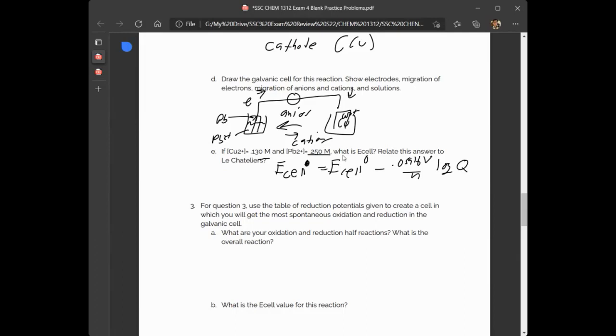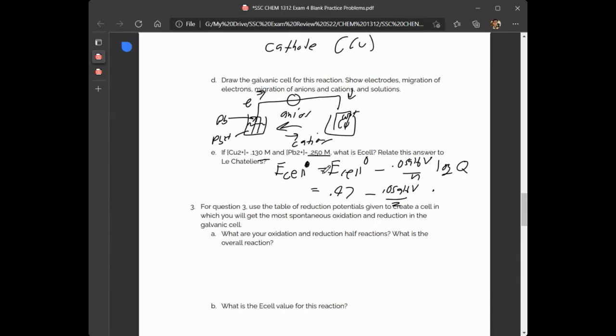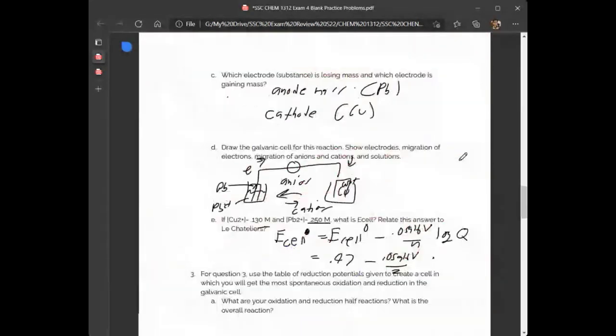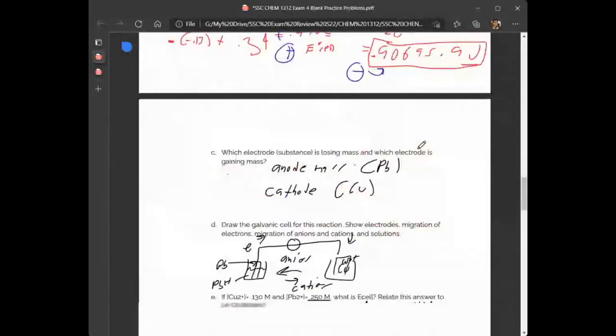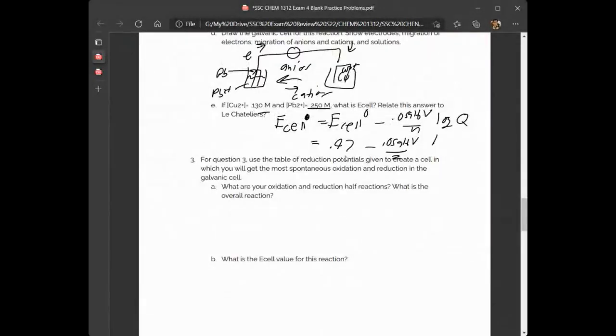So moving on, we get E cell, which is recalculated, which is 0.47 minus 0.05916 V over n electrons, 2. And then we do log of Q, so products over reactants. So Pb2+ for this equation is going to be the product, and Cu2+ is the reactant. Therefore, plugging in, we have 0.25 over 0.13. And doing this math will give you 0.4616.